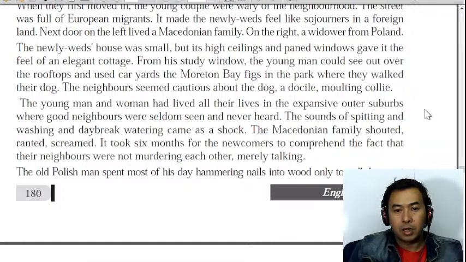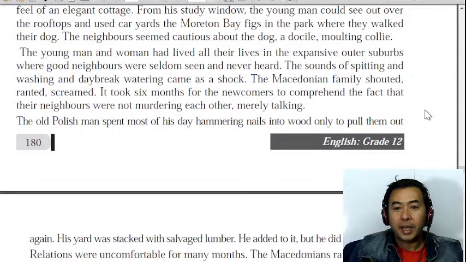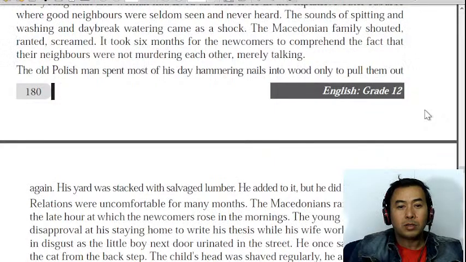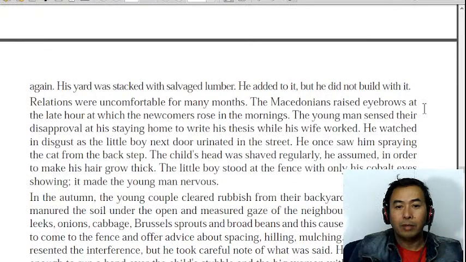The Macedonian family shouted, ranted, screamed. It took 6 months for the newcomers to comprehend the fact that their neighbors were not murdering each other, merely talking. The old policeman spent most of his day hammering nails into wood only to pull them out again. His yard was stacked with salvaged lumber he added to it, but he did not build with it. Relations were uncomfortable for many months.